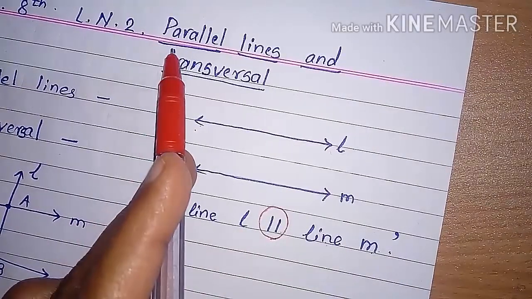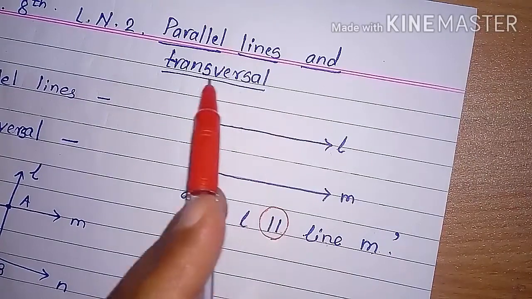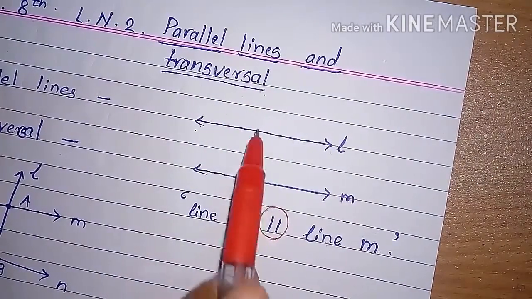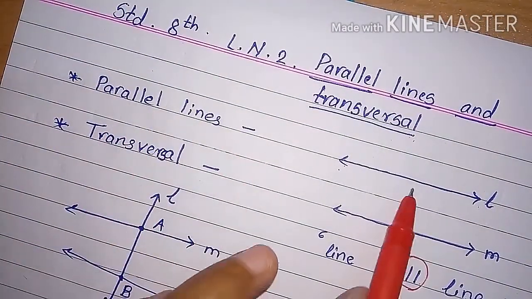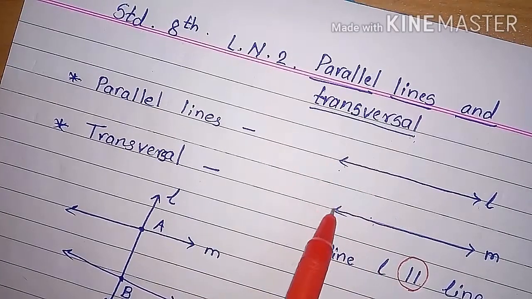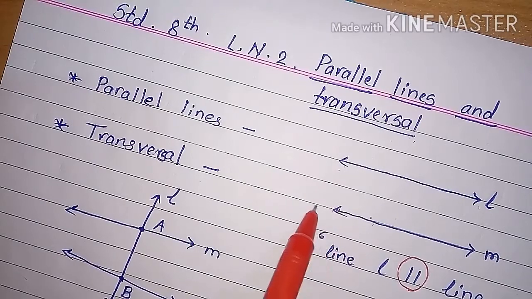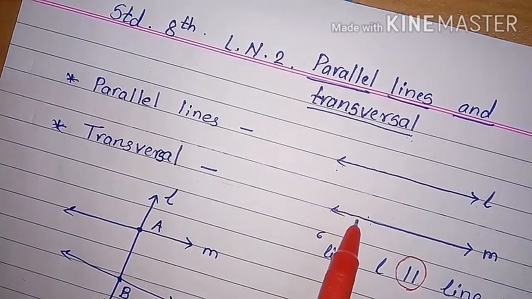So our lesson name is parallel lines, and see the word transversal. Transversal means a line intersecting two lines. Now see here, we learned parallel lines, and these two parallel lines do not intersect each other in any case. They are going forward in their own directions. So they are called parallel lines.